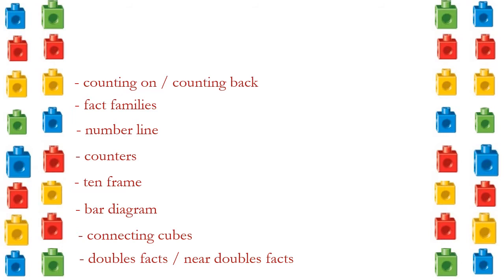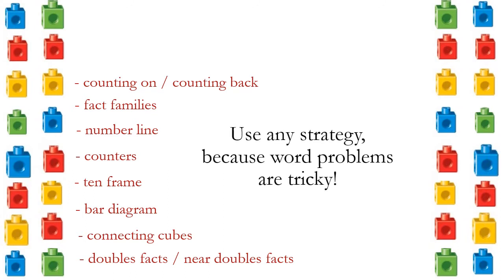So, we have learned lots of strategies. We've had different kinds of tools that we've been able to use, like counting on, counting back, fact families, our number line, counters, the 10 frame, the bar diagram, connecting cubes, doubles facts, near doubles facts. That's a lot. And you can use anything you want, anything you feel comfortable with. Use any strategy because word problems are tricky. Believe me, guys, they are sometimes able to take a very simple math problem and make it confusing with lots of words. So let me show you one thing you should always do.